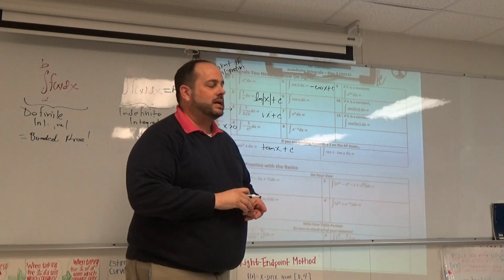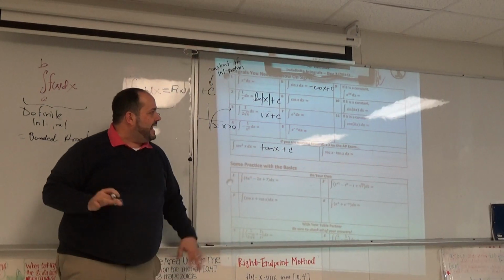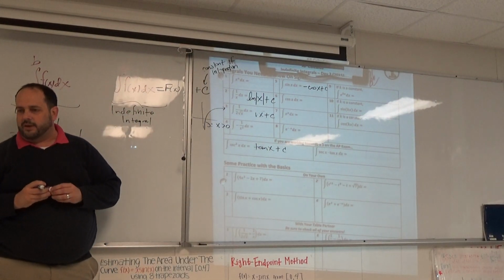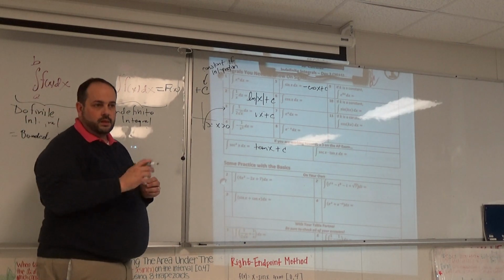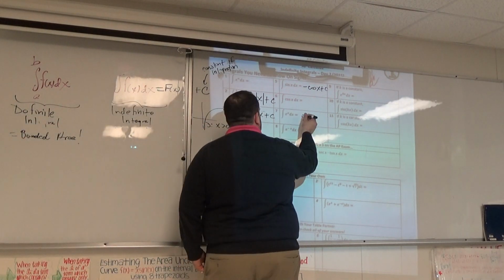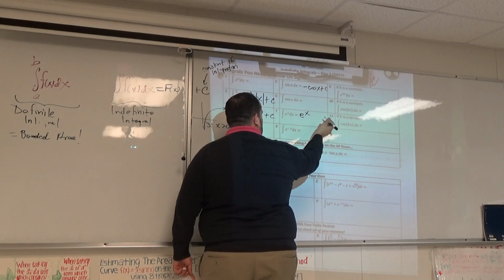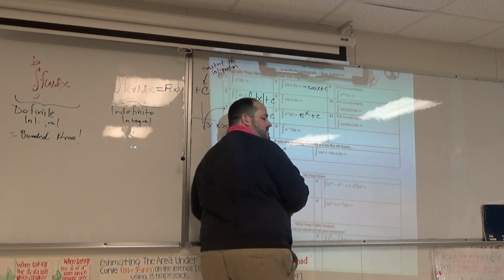Nathan and Victoria, haven't heard from you yet. Any of the ones on the board that you see that you know? E to the power of x. Okay, the antiderivative of e to the x is e to the x. I like it, but I don't love it. Plus C. Plus C, well done.